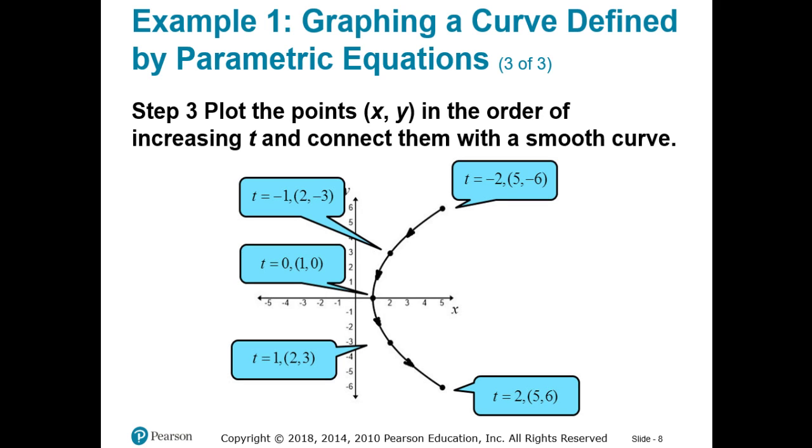And step 3. Plot the points (x, y) in the order of increasing t and connect them with a smooth curve. So first we have t equals minus 2, this point, then it goes increasing: t equals minus 1, 0, 1, and 2. And you draw a curved line.